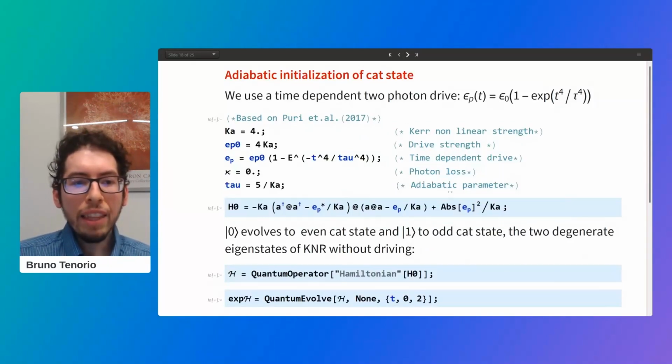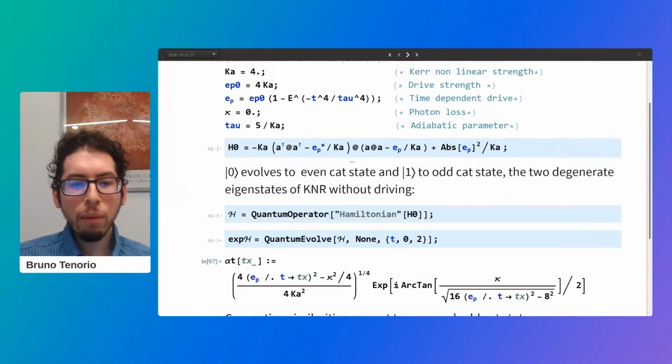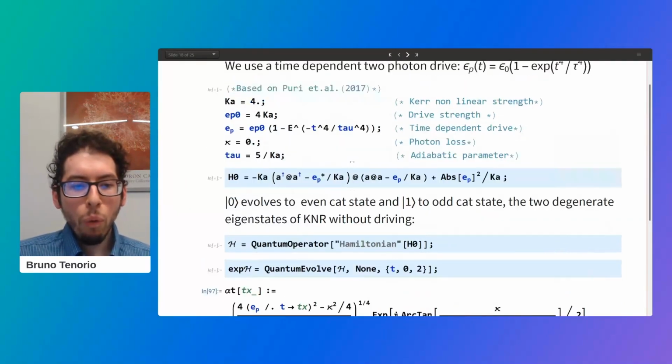Another case is the adiabatic initialization of a cat state. So instead of using a constant drive, we are now using a time-dependent drive, where this tau parameter is called the adiabatic parameter that will determine the adiabatic evolution. It's exactly the same Hamiltonian, but now we are making use of an important theoretical fact: the ground state will evolve to an even cat state, and Fock state 1 will evolve to an odd cat state, because they are 2 degenerate eigenstates of the Kerr nonlinear resonator without driving.